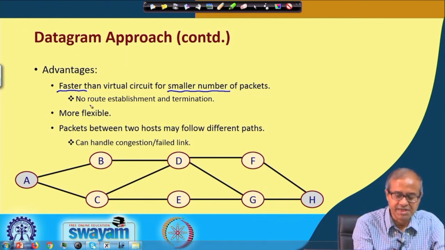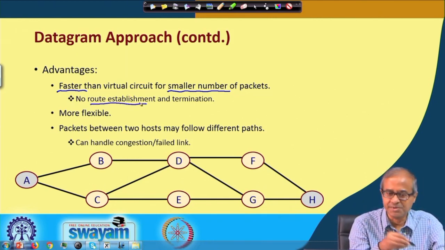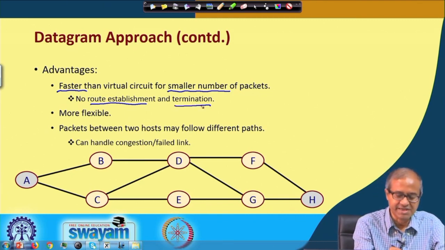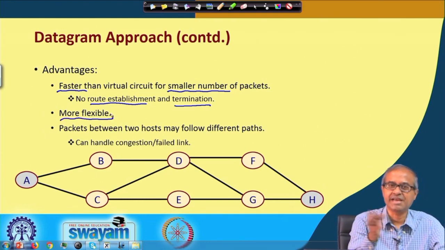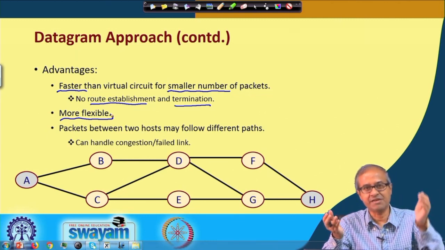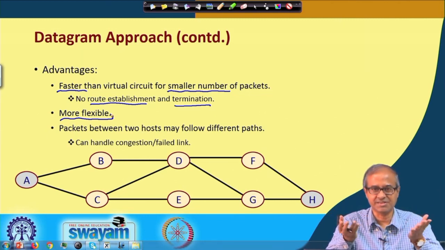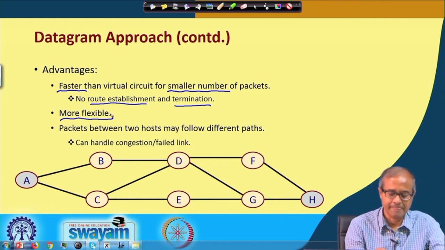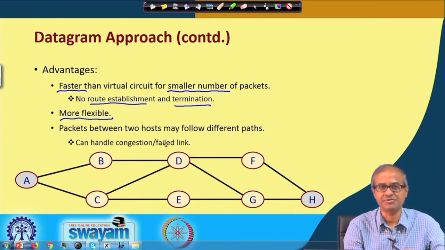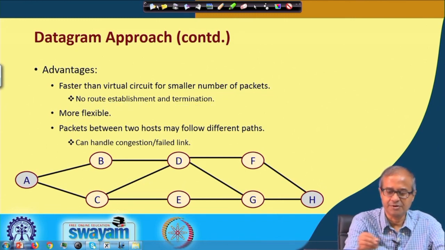The datagram approach does not need any route establishment in the beginning or route termination at the end, so in that sense it is more flexible. Packets can follow different paths. If some of the links get overloaded, then the packets can follow an alternate path. It can handle congestion in the links, or some of the links may fail altogether, then an alternate link may be used, which was not possible for a virtual circuit.